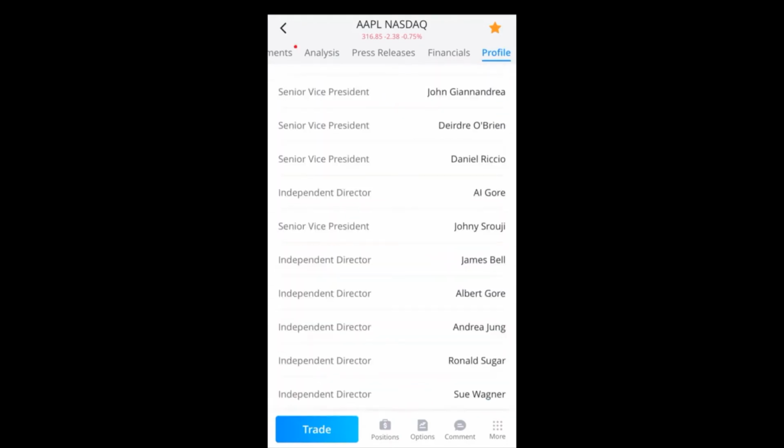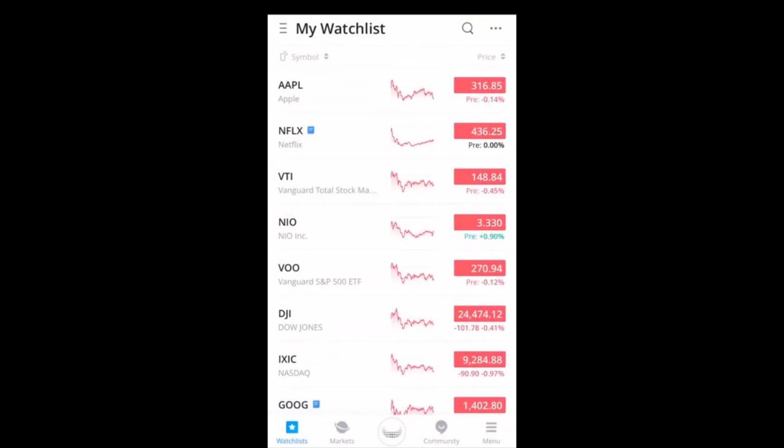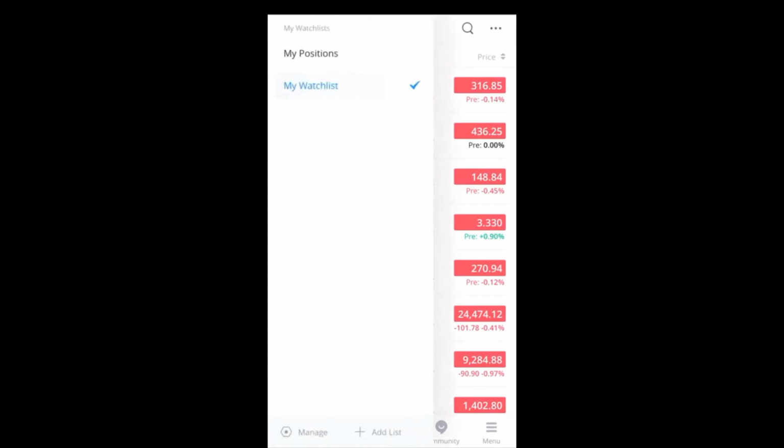And so that's all the information that you can view just on an individual stock. And we have a lot more to look at within the Webull app. And so we're going to go back and we're going to hit the menu button at the top left next to where it says my watch list, and that'll show my positions.